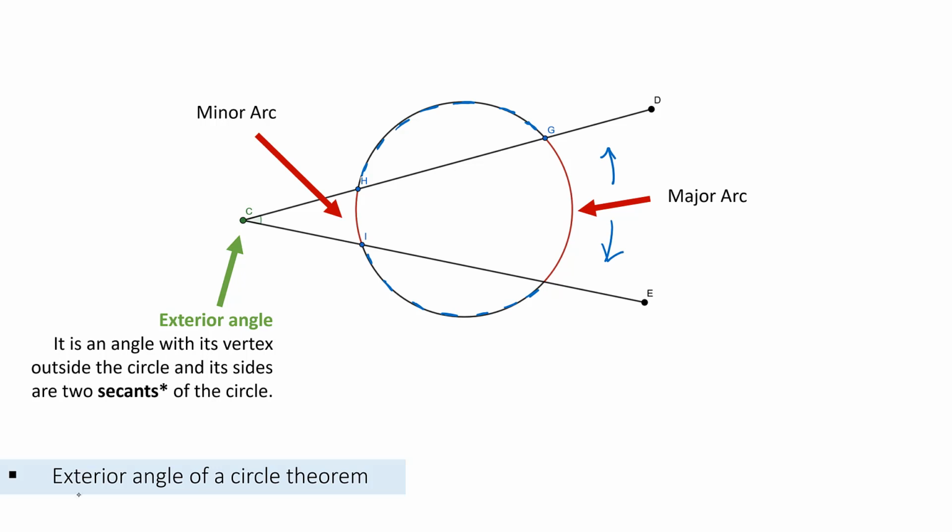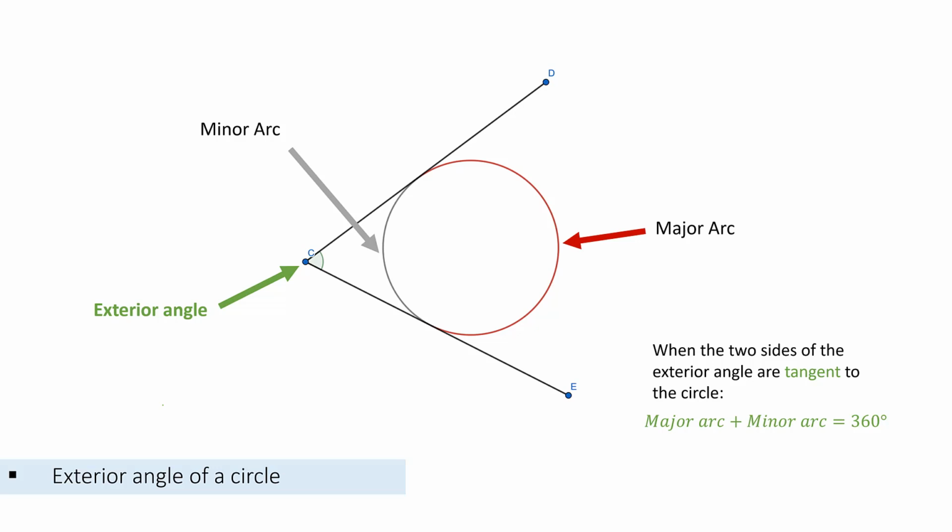Another important thing to mention is that, as you can see in the definition of an exterior angle, the word secant is marked. That's because the exterior angle is not necessarily always formed by secants. They can also be tangents. Here we have an exterior angle formed by lines that are tangent to the circle. And in this case, since the lines are only touching the circle at 1 point each, there are only 2 arcs formed, the major arc and the minor arc. We don't have any other arc.